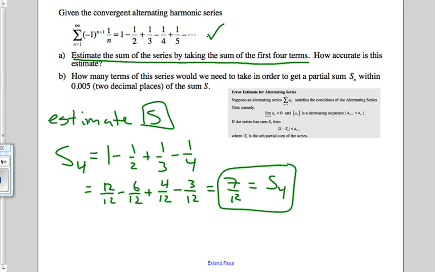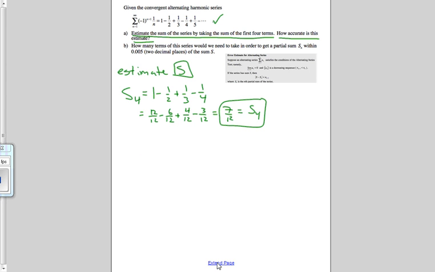Well, how accurate is this estimate? Using the error estimate for alternating series, I know that the actual sum minus my approximation is going to be less than a sub 4 plus 1, because I was looking at 4 terms. So then we need to find a sub 5.